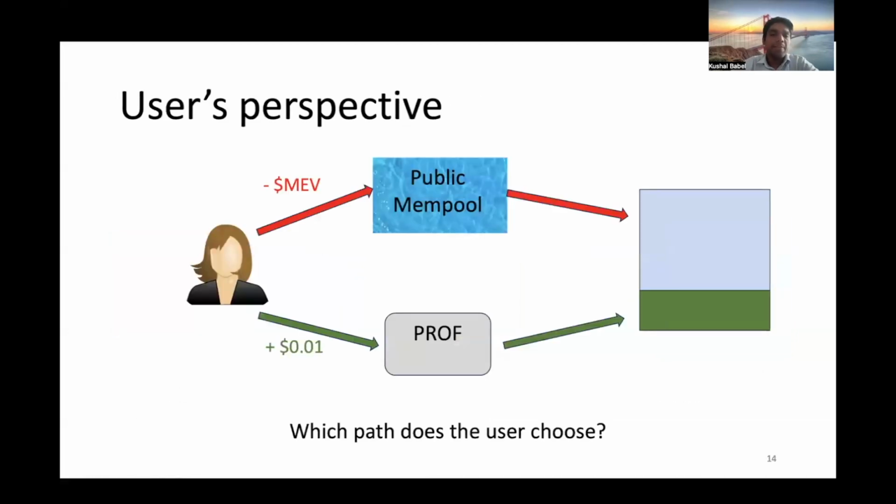And from a user's perspective, user could send their transactions either to the public mempool and see MEV being extracted from their transactions, or they could send their transaction through PROF, in which case MEV will not be extracted from their transactions. In fact, their transactions are private, and they could pay an epsilon fee, for example, a penny here, to the validator to incentivize inclusion for their transactions. So even here, it's actually a better path for the user to choose the PROF mechanism than not sending their transactions to PROF. So from both a user's perspective and a validator's perspective, it's incentive compatible to choose PROF.